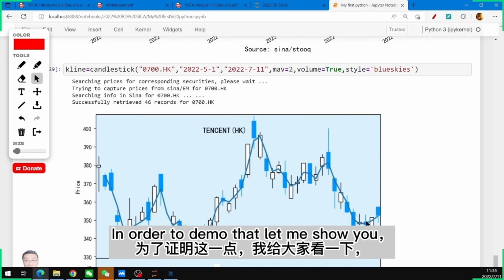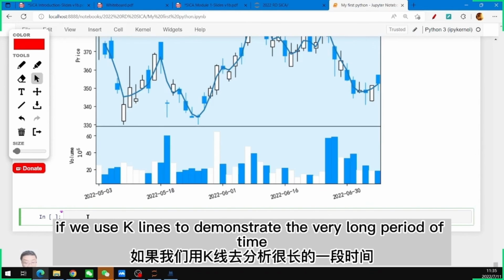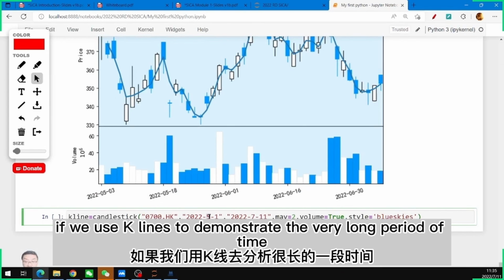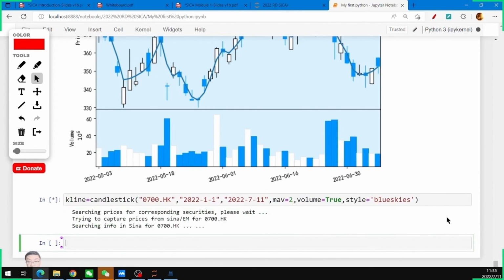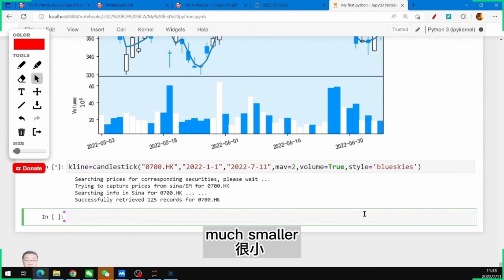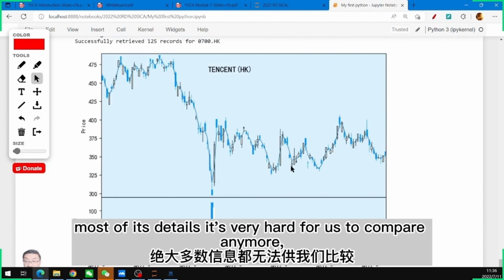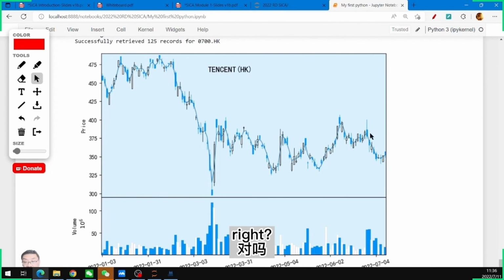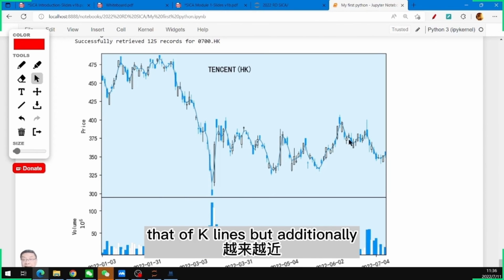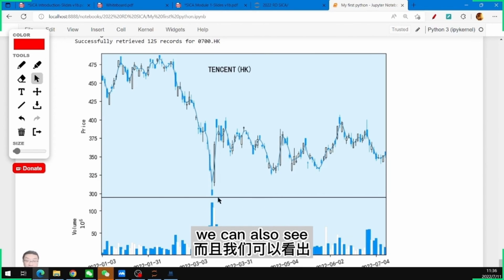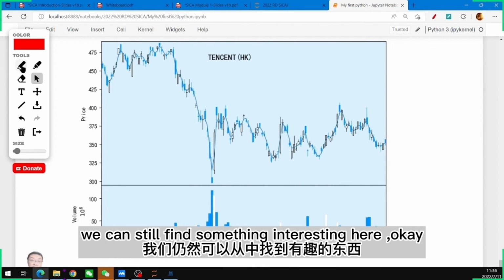Okay, in order to demo that, let me show you. So if we use K lines to demonstrate the very long period of time for this, you can see the bar becomes much smaller, and almost lose most of its details. It's very hard for us to compare anymore, right? It's closer and closer to that of K lines, but additionally, we can also see the trading volumes.